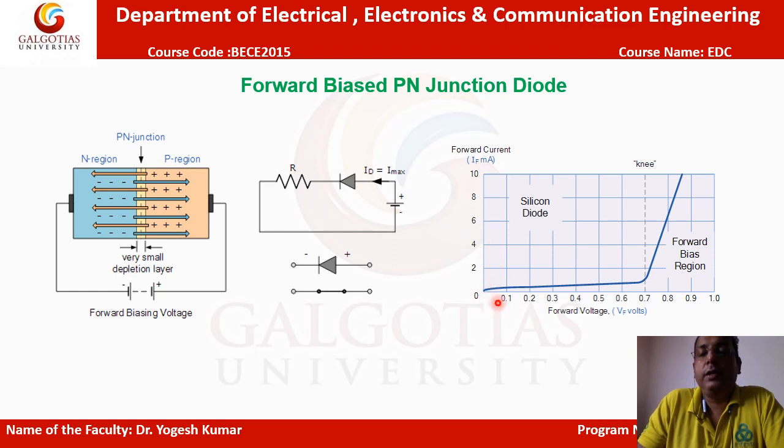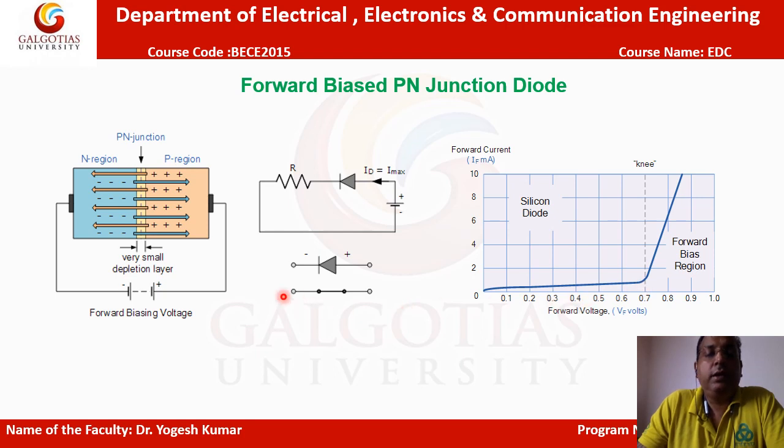Although we are applying 0.1 volt, 0.2 volt, 0.3 volt, 0.4 volt, 0.5 volt, 0.6 volt, 0.7 volt, up to approximately 0.7 volt we are getting almost zero current. After 0.7 volt we get the graph that almost follows Ohm's law for a silicon diode. So what is the reason behind that? Why are we not getting any current although we are applying voltage up to 0.7 volt? Let's have a look.